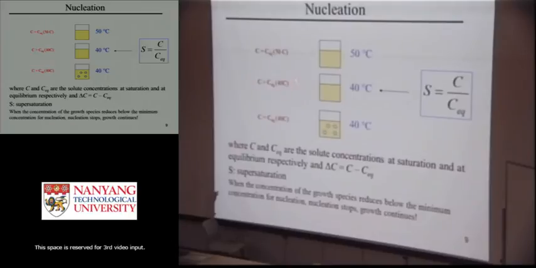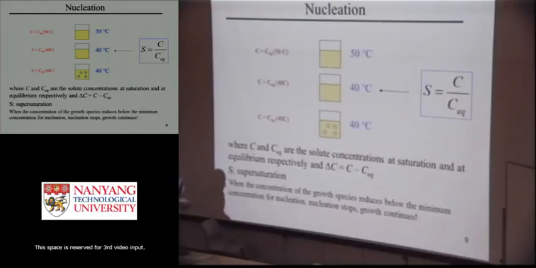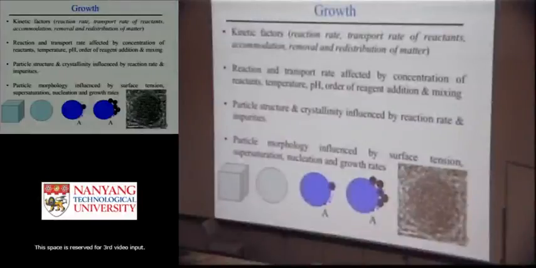In this state, the degree of supersaturation can be defined by this equation: actual concentration divided by the equilibrium concentration. If this value is very high, that's a high supersaturation. If this value is close to 1, that's a low supersaturation. Okay, so now we can start to talk about growth.